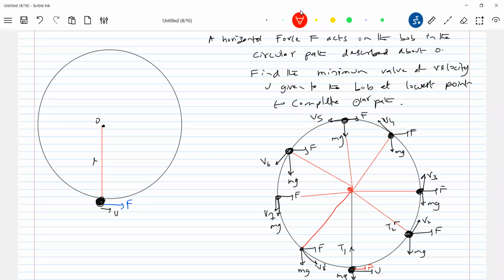So let me write the tension: T1, T3, T4, T5, T6, T7, T8. At least I think now there it was. Can you search where the tension can be minimum?